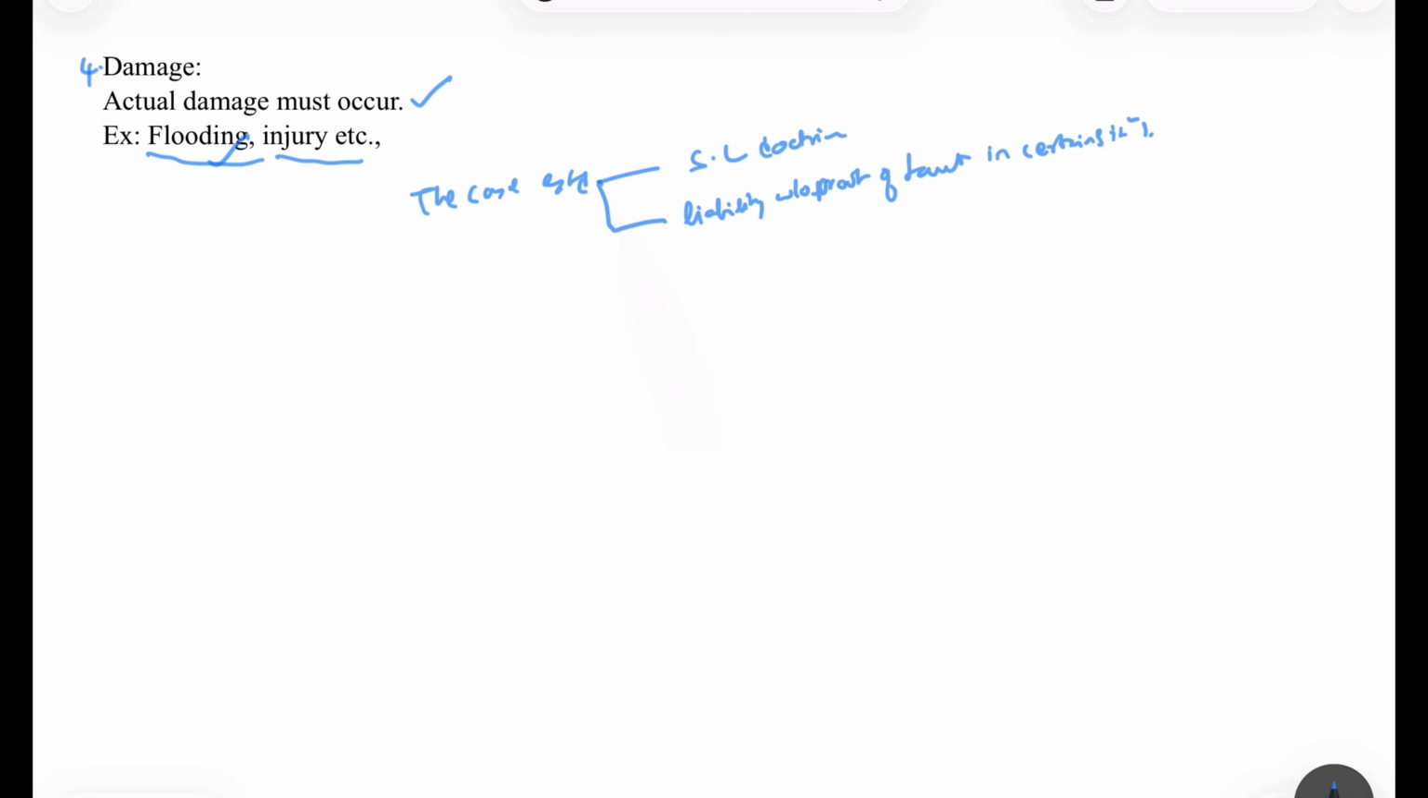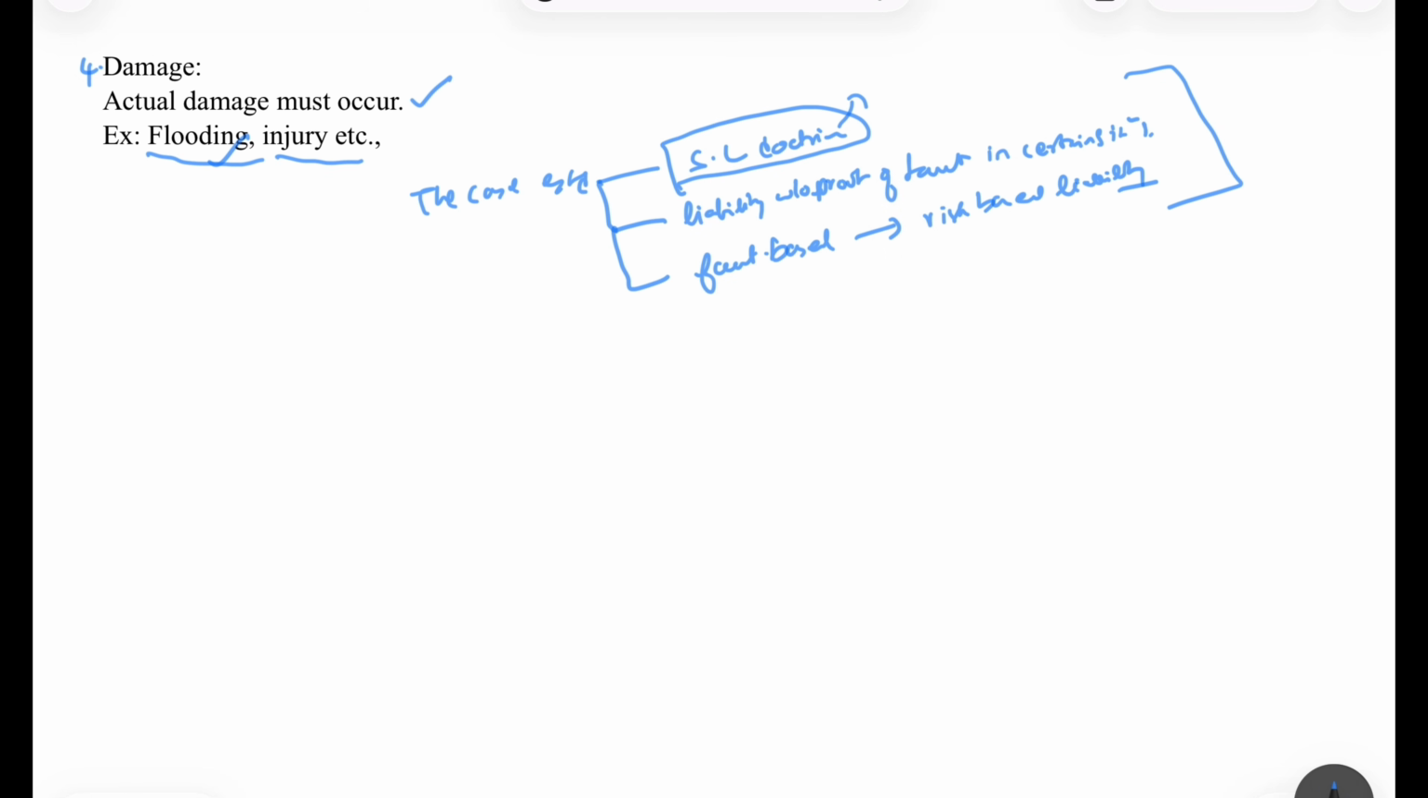Act of God, I explained that in the previous slide. And coming to the third thing, a shift from fault-based liability to risk-based liability. So because of these three things, it remains a foundational case in tort law, and it has established the strict liability doctrine. Now coming to the position in India, what is this case's position in India?